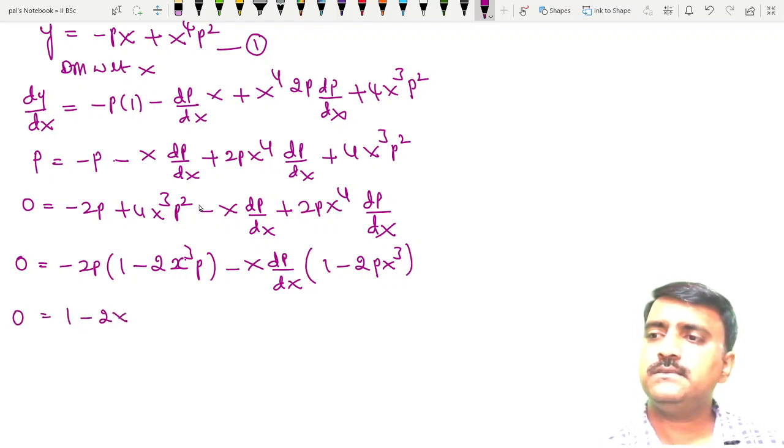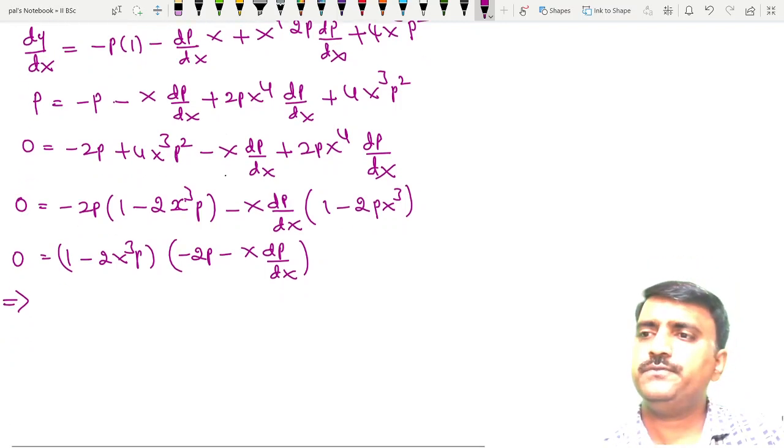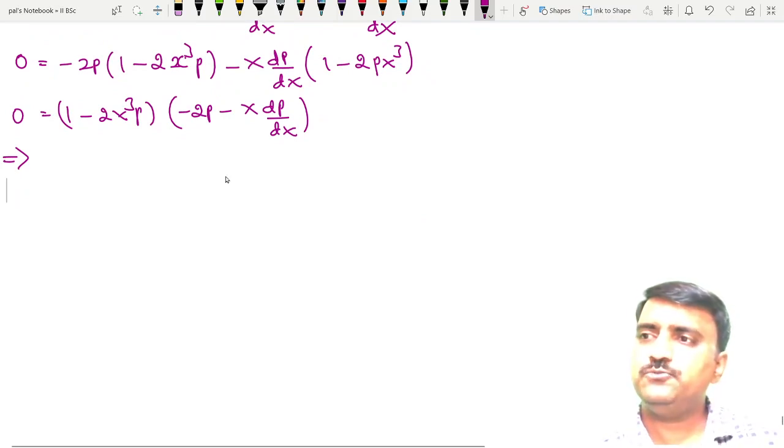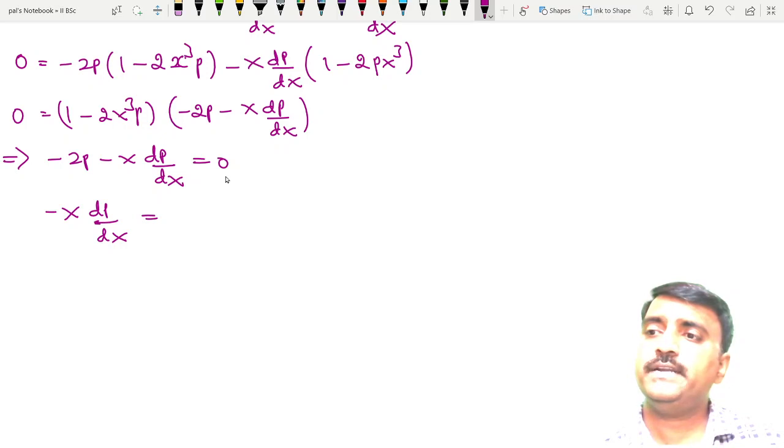1 minus 2x cube p comes outside, remaining here is minus 2p minus x into dp by dx. So now in this, ignore the factor which does not contain dp by dx. If ignoring that one, now remaining is minus 2p minus x into dp by dx is equal to 0. Minus x into dp by dx is equal to, take this 2p to the right hand side, it is plus 2p.